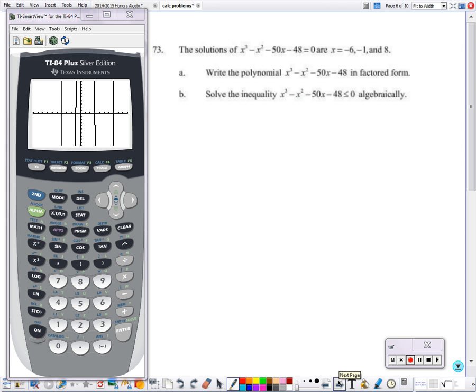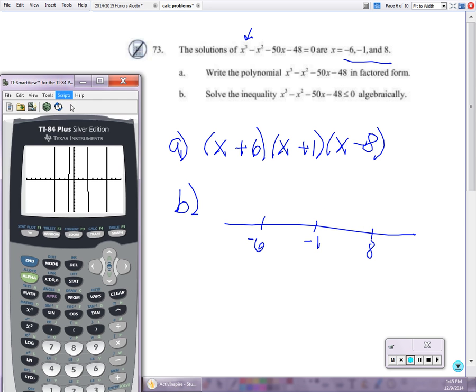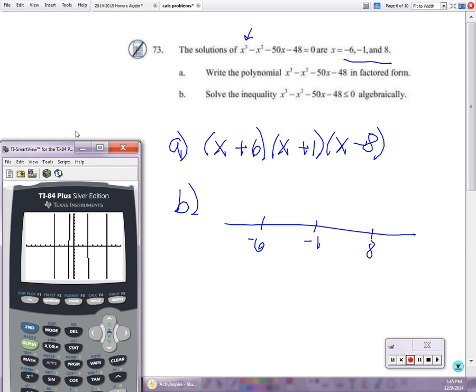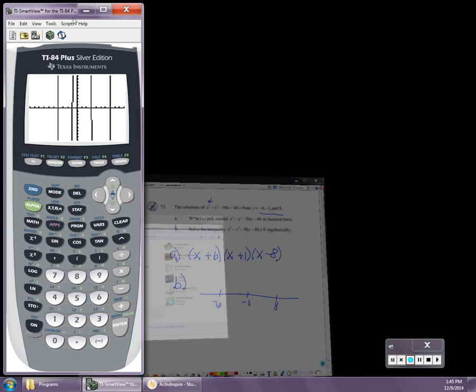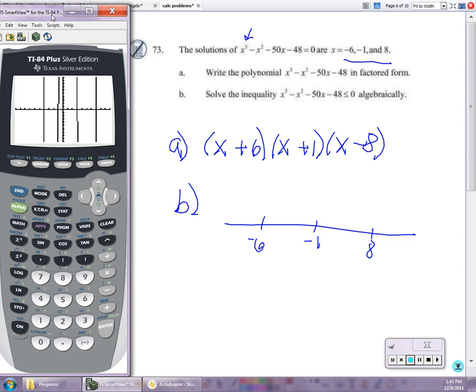Okay, so for 73, it gives us the solution. So for part A, I can write it in factored form. I don't even need the calculator to find the x-intercepts. I know this is all the zeros because there's 3 of them. So then for B, if I plot my x-intercepts, I don't even need a calculator for this problem. Oh, it's a no calculator problem. So I should be doing this in the calculator videos. I'll finish it here, but I'll also redo it in the other videos with the non-calculator problems.